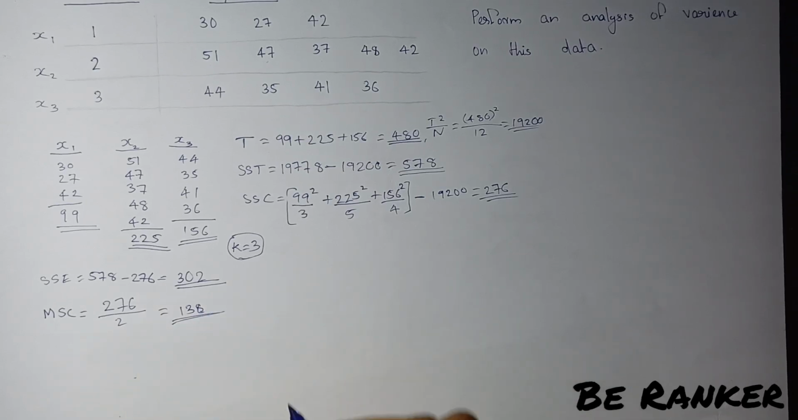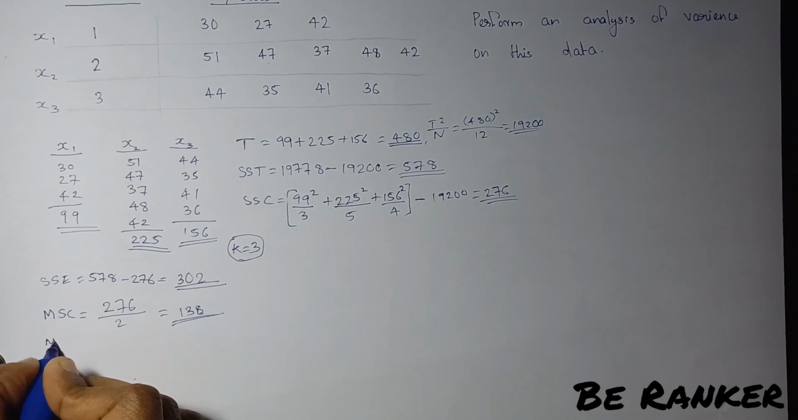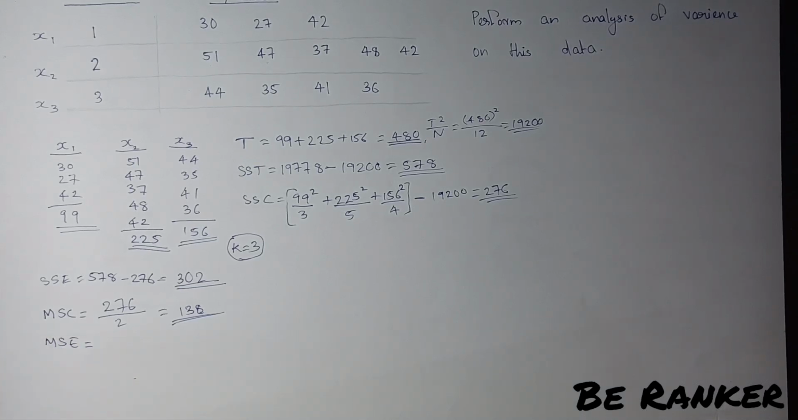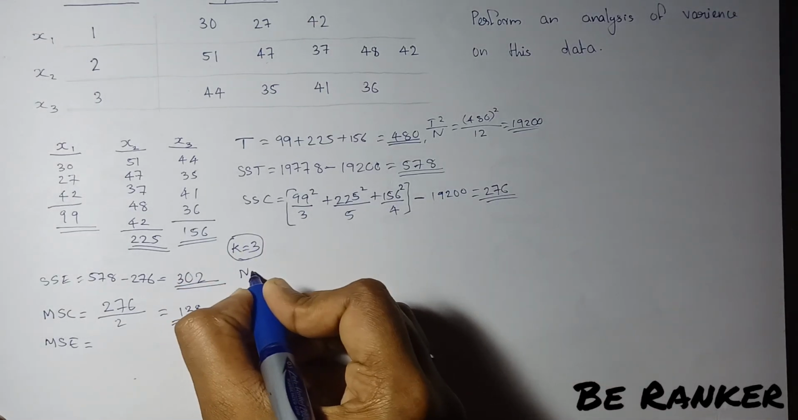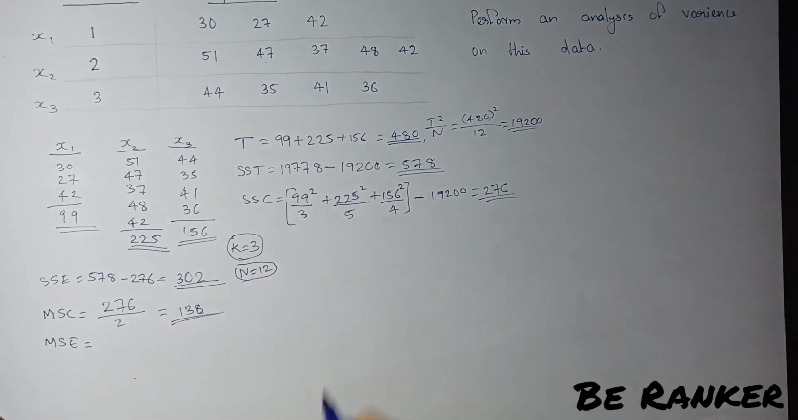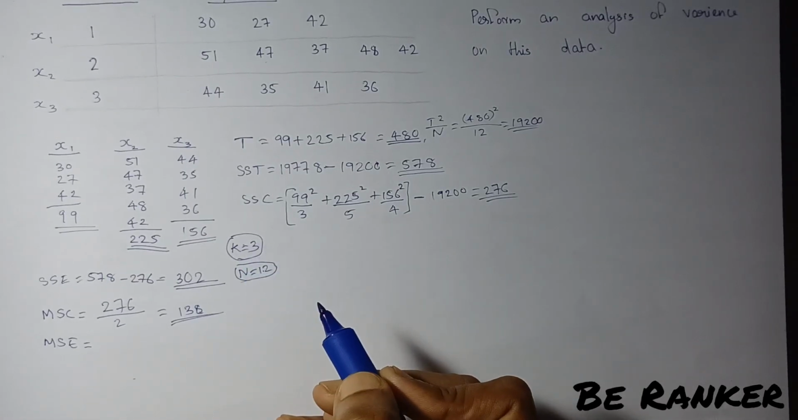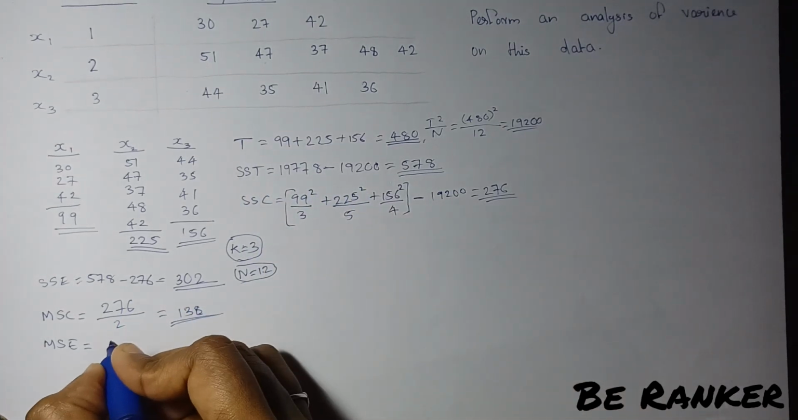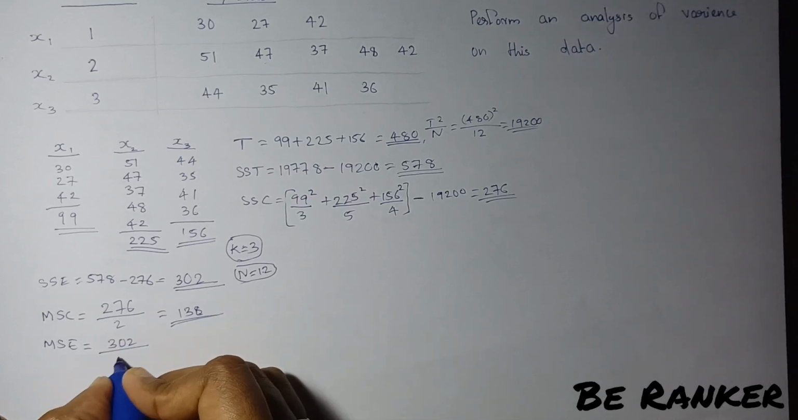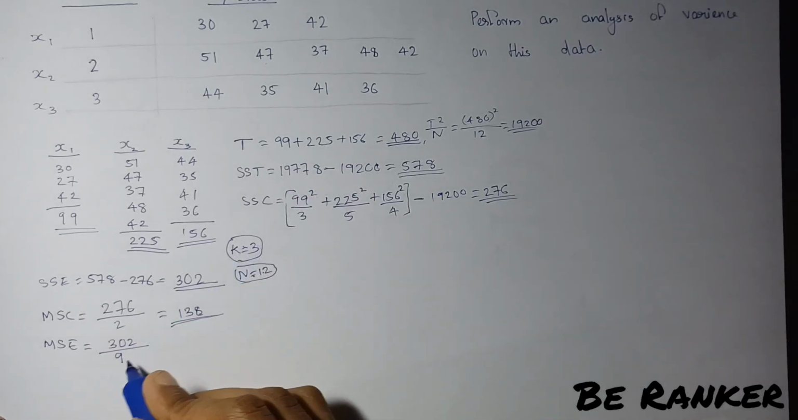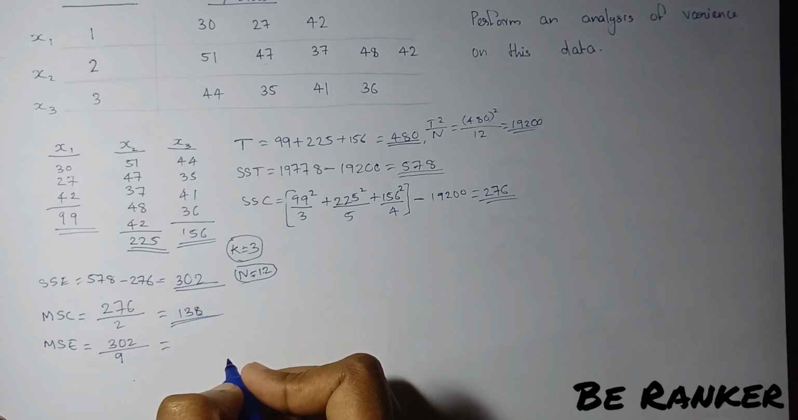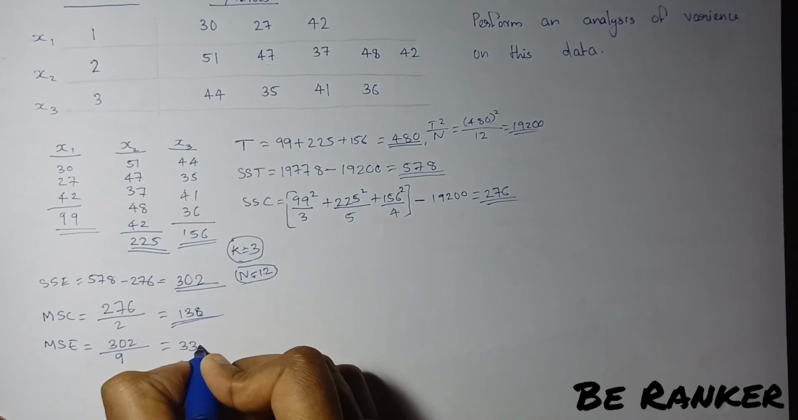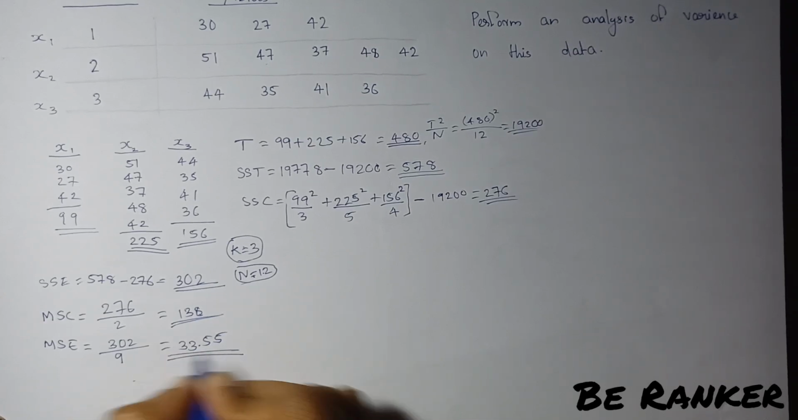Then we want to find MSE. How can we find MSE? That is SSE by N minus K. Here N is equal to 12, so N minus K, 12 minus 3, is 9. SSE is 302. So MSE is equal to 302 by 9, and the answer is 33.55. That's the value of MSE.